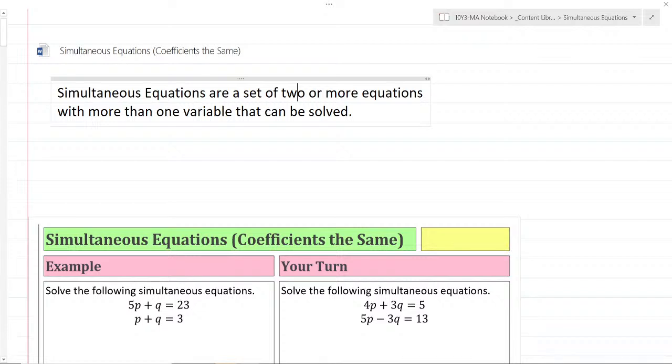So if we have a look here, what do I mean by that? Well, if we have a look at this one down here, just before we continue. Look, we've got two equations here, equation 1, equation 2, and we've got two different unknowns. We've got P and Q in that one there. So this is an example of a simultaneous equation, and we'll talk more about that in a second.